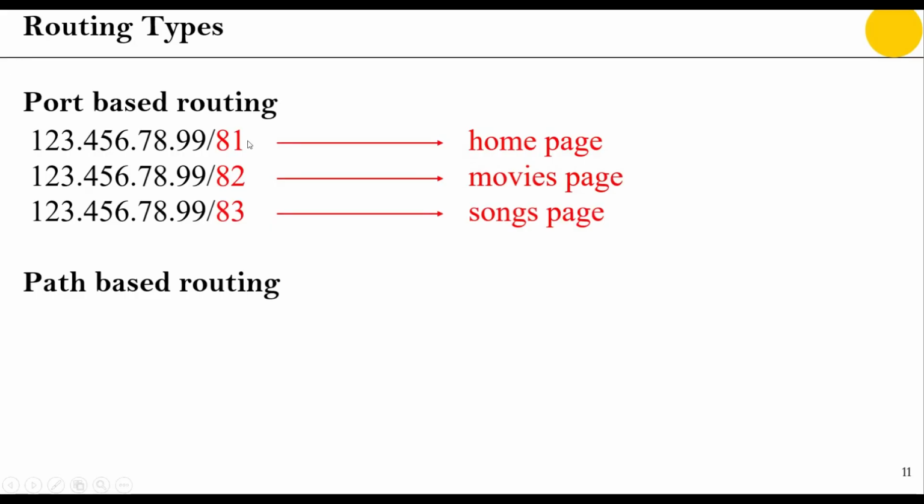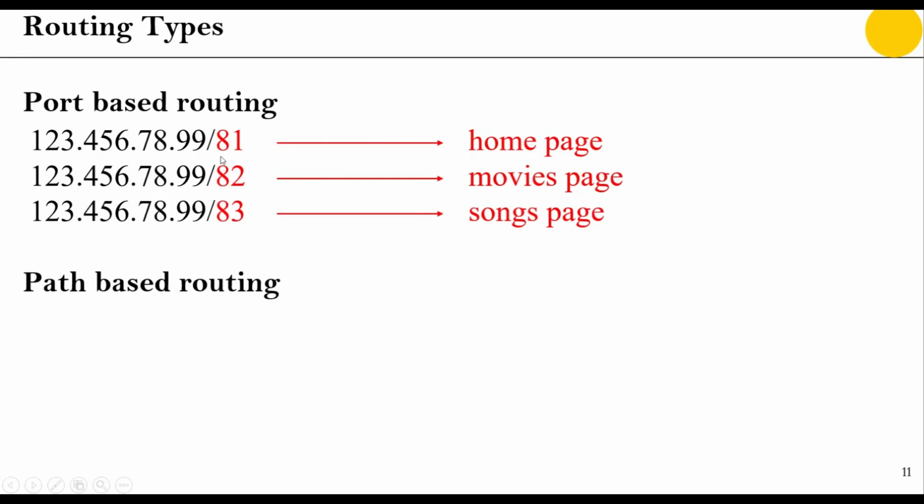Let's say at port number 81, if you give the port number 81, you will be able to access the home page of the application. If you give port number 82, you will be able to access the movies page of the application. Like this, for each service, you are going to configure a different port. This is called port-based routing.